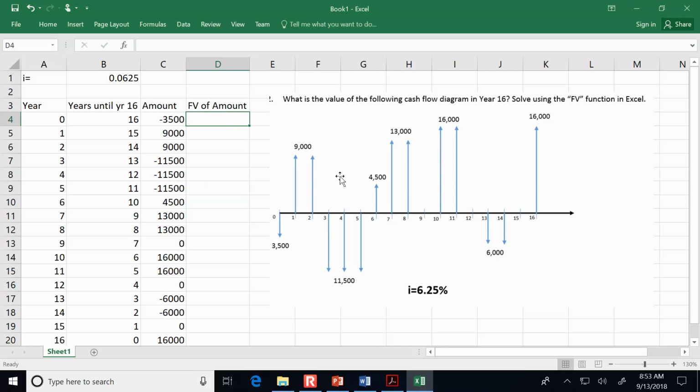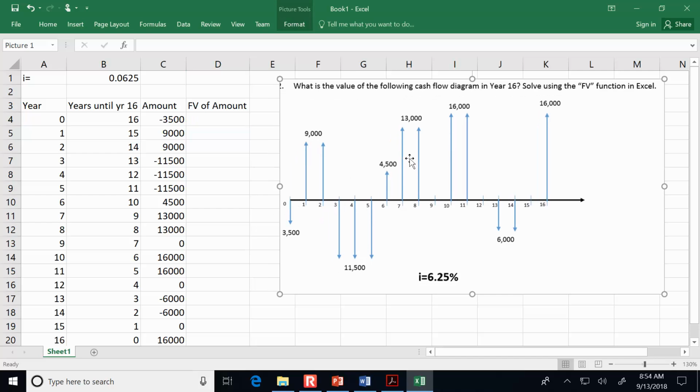Okay, if you've forgotten how to do the FV function, I'm going to do it here on the screen now if you want to just watch. I won't talk through it to interrupt the rest of the people, but here I'm going to do the FV function.